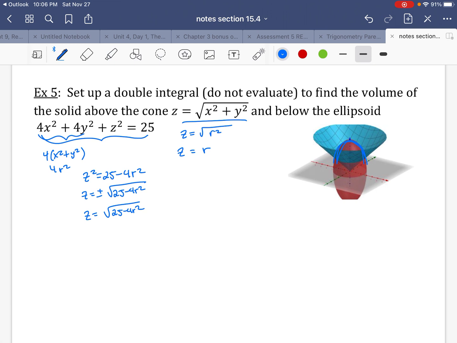So when I look at this space, the volume above the cone but below the ellipsoid, so this space right inside right here, I'm going to do my double integral. The ellipsoid is on top, so that would be the square root of 25 minus 4r squared there. The cone on bottom, so that was z equals r. Oh, whoops, I forgot, we're not doing a double integral, we want the volume of that space.